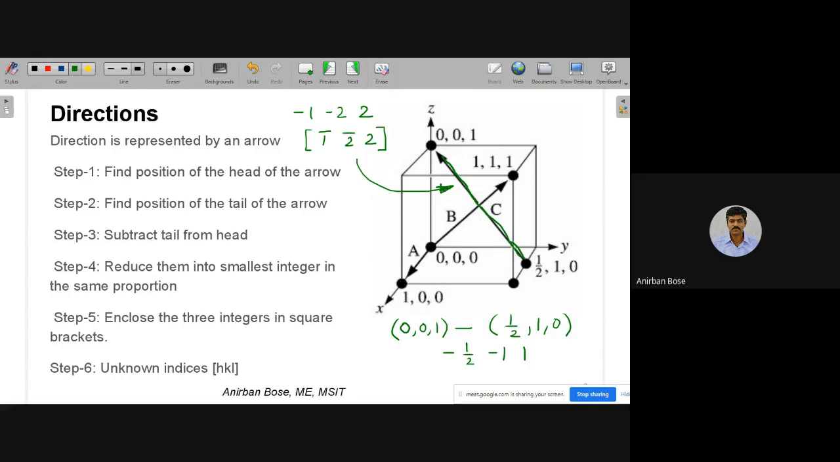Okay, so that means it's clear to you, clear to everyone. So if a particular direction is given in a diagram, then you are in a position to find out its Miller indices, its direction, so that you have understood. But if the question is just the reverse, that means Miller indices for a direction is given and you are asked to draw that in a diagram, then how can you do that?